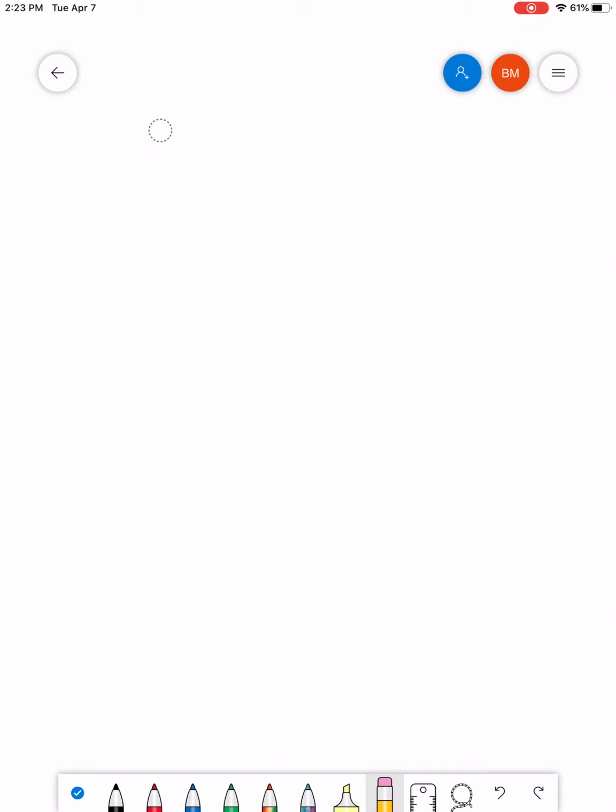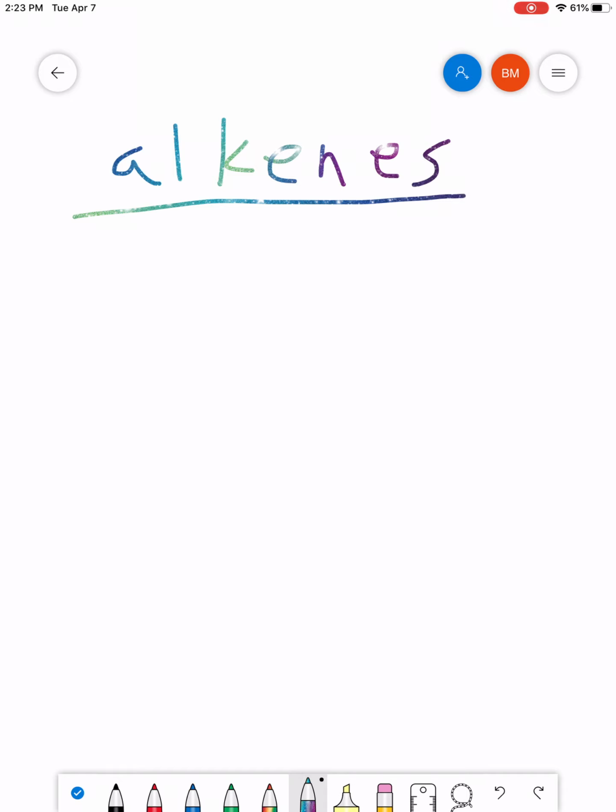All right, let's take a look at alkenes. Now these are different from the ones that we've been doing because obviously these all contain carbon-carbon double bonds. So let's see exactly how that changes things. Well, first of all, let's just do the very simplest alkene. We'll do ethene. All right.